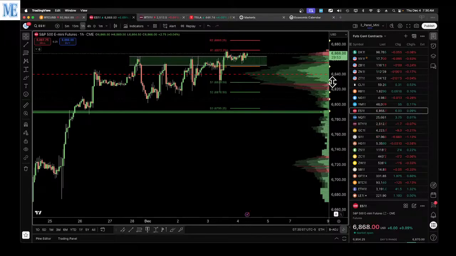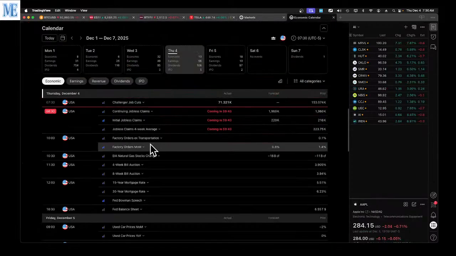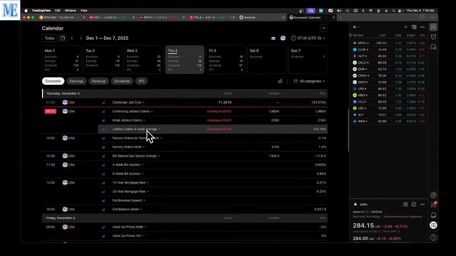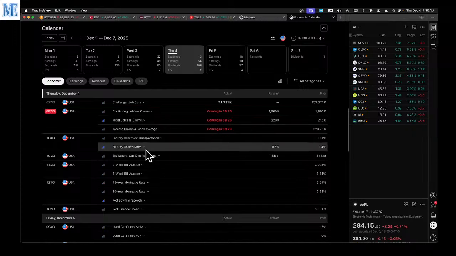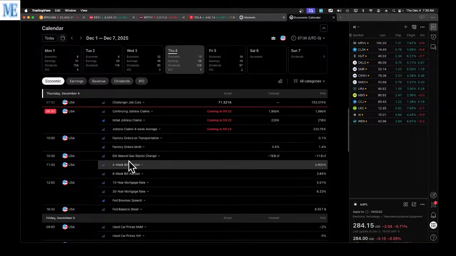All right, and that's about it on the ES. There's some econ coming out. I think there's some kind of Challenger job cuts, and that already came out, I guess. Or yeah, that just came out. I don't think that's going to move anything. I mean, there's claims. I don't think those are even going to really move anything, just my opinion.